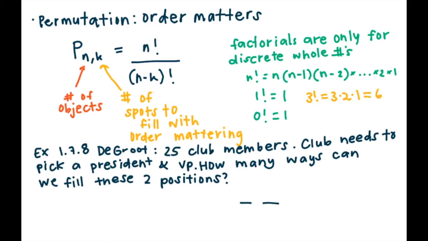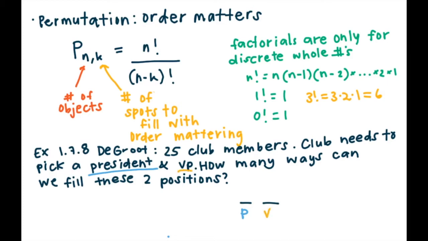Okay, so now we're going to look at an example. So it says, there are 25 club members. The club needs to pick a president and a vice president. How many ways can we fill these two positions? So the first thing I did was I drew out 2 lines to represent the 2 positions, okay? So we need a president, P, and we need a vice president. So I'm going to put V.